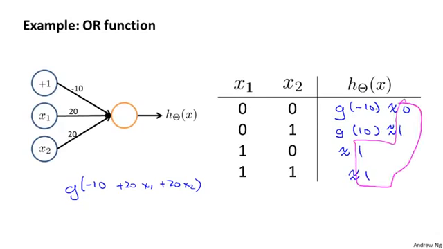Hopefully with this, you now understand how single neurons in a neural network can be used to compute logical functions like AND and OR and so on. In the next video, we'll continue building on these examples and work through a more complex example. We'll show you how a neural network, now with multiple layers of units, can be used to compute more complex functions like the XOR function or the XNOR function.